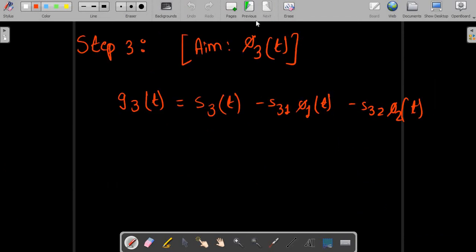Now let's move towards phi 3(t). So our step number 3 is, our aim is to calculate phi 3(t). Again, we will use an intermediate function, and this time the function is given by this, right? So how will we calculate s31 now?